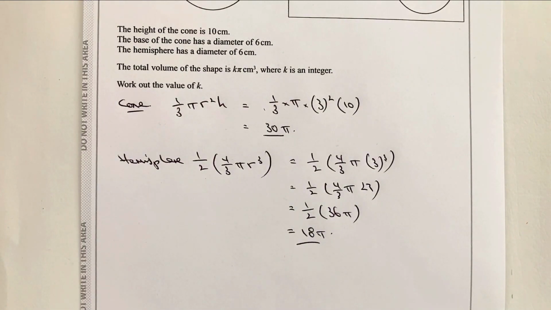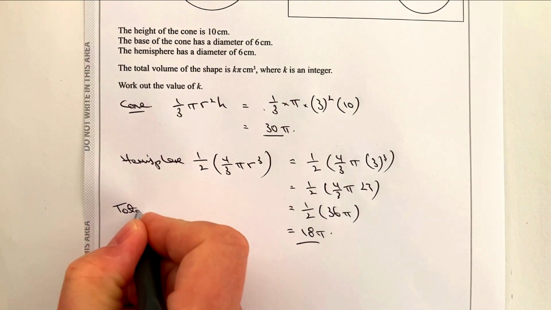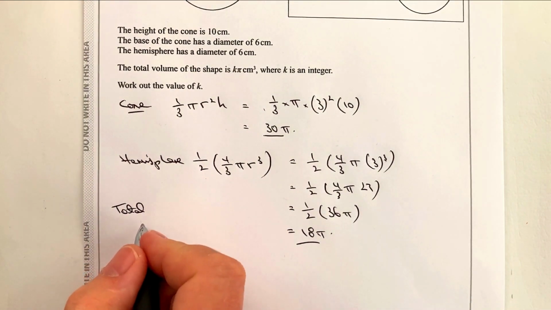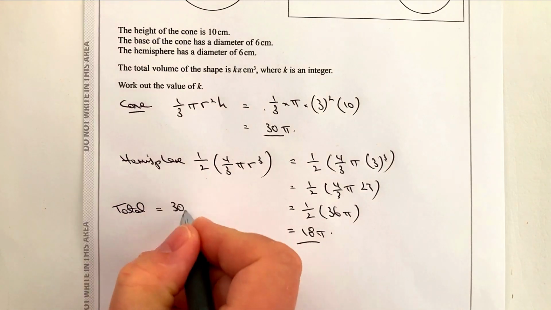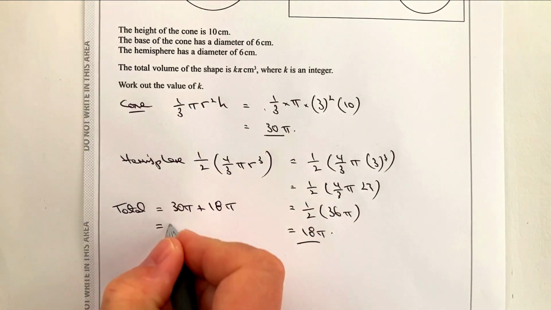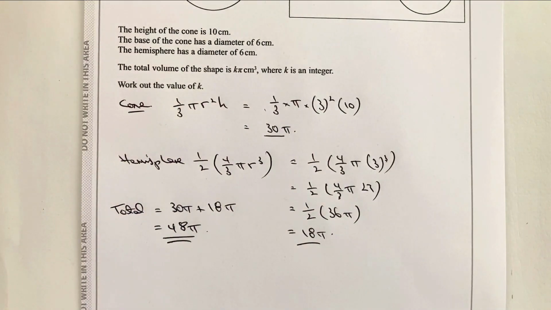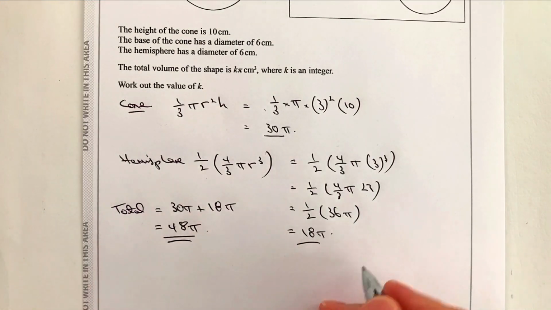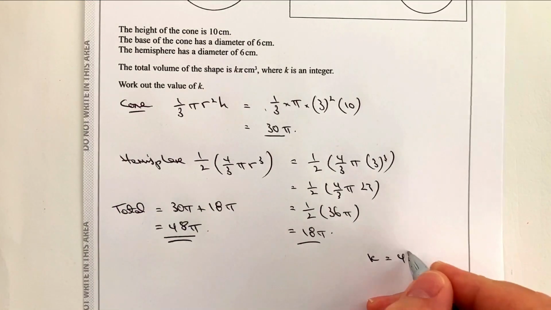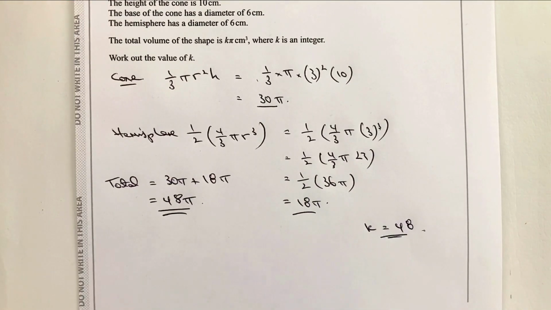So therefore, to answer that particular question, we're looking at the total, which is going to be the cone, which is 30 pi, plus the hemisphere, which is 18 pi, which is going to be 48 pi. Therefore k equals 48, and that's the answer to that particular question. So it's just one of those ways of asking what's the volume of this particular 3D shape.